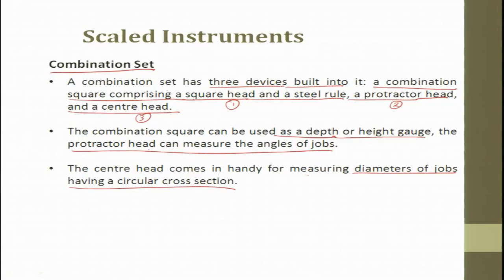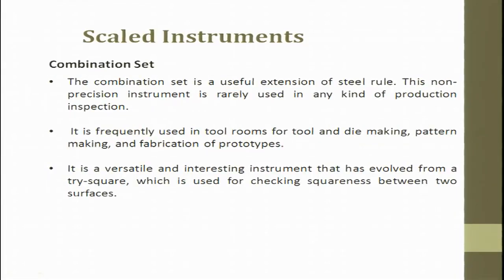The protractor head can be used for measuring angle. The center head comes in handy for measuring diameter of the job, having a circular cross section. A combination set is a very useful extension of a steel ruler. Steel ruler was basically to measure the length. This non-precision instrument is rarely used in any kind of production inspection. It is frequently used in tool rooms for tools and die making.